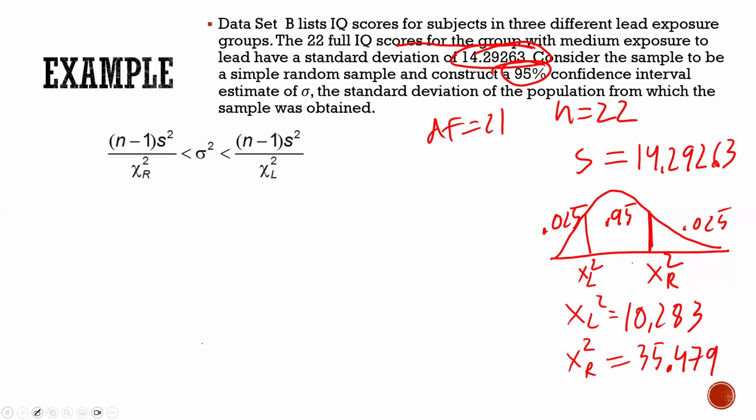So now we just plug in. Notice n minus 1 is the same as the degrees of freedom, 21. The formula is this. Notice there's a square there, but the values in our table are pre-squared, so do not square these numbers here.